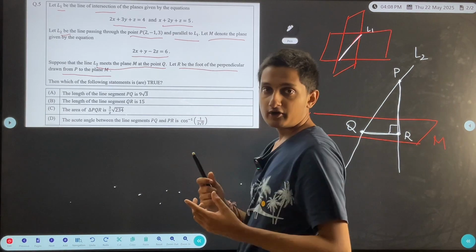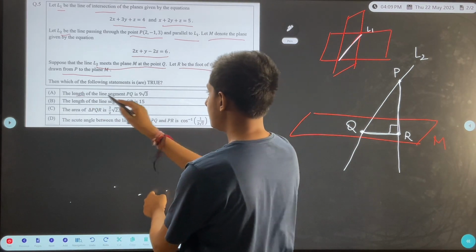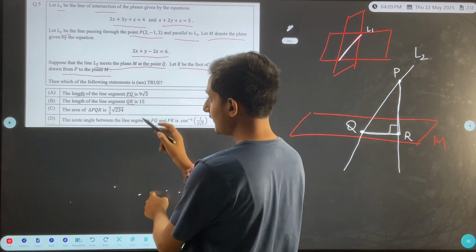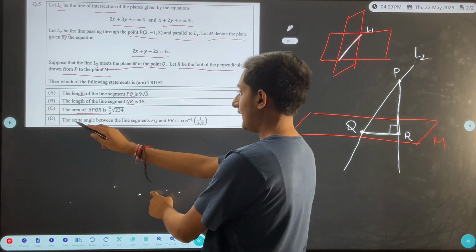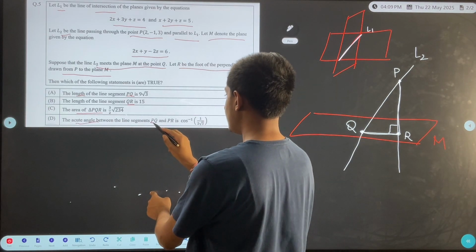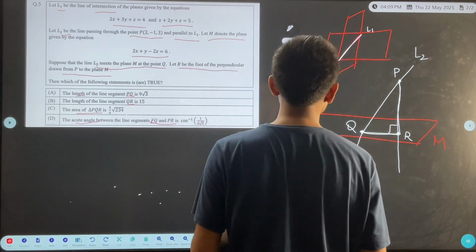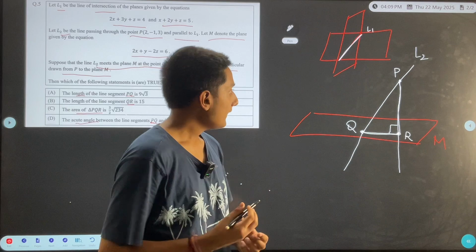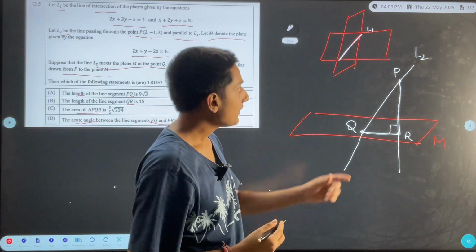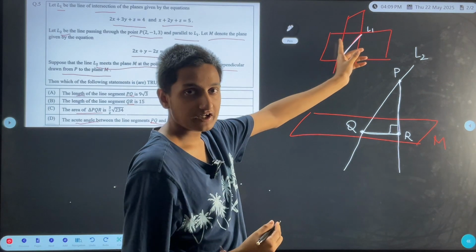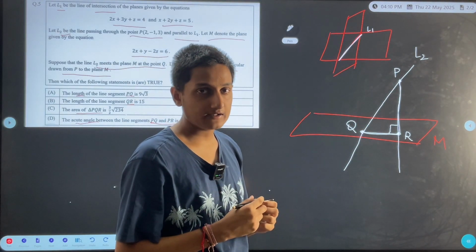Now let's see what all information is needed to be found. We need the lengths of PQ and QR. We also need the area of triangle PQR and the acute angle between line segments PQ and PR. Alright, so let's get to finding these. Now we know that L1 and L2 are parallel to each other. That means it is enough to know the direction ratio of L1 to fully describe line L2.